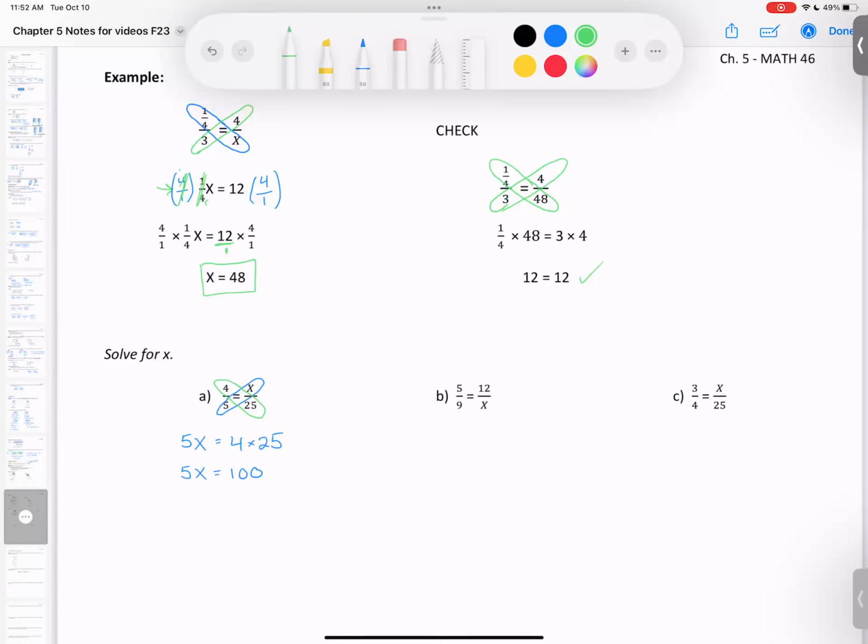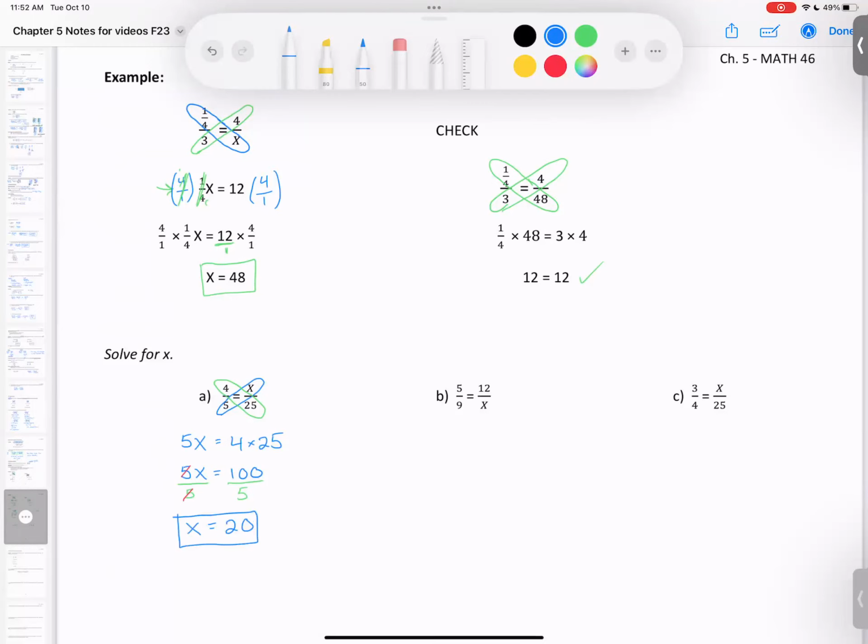So here, I'm going to divide by the coefficient. I'm going to divide by that 5 because I know if I do that, my 5s will cancel out and I'll be left with just an x on the left. I'm allowed to divide by 5 on the left as long as I also do it to the right. So whatever you do on the left, you want to make sure you do to the right. So here we get x equals 100 over 5, which is 20.